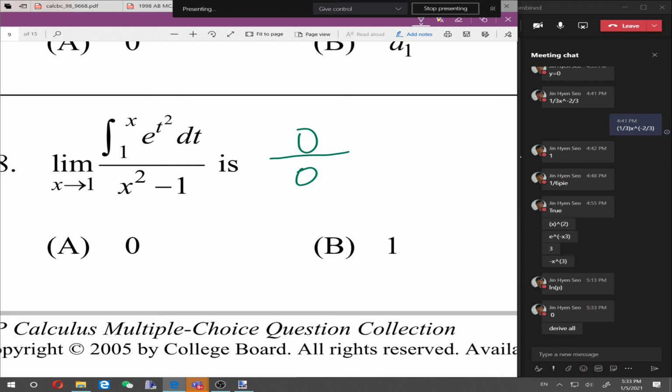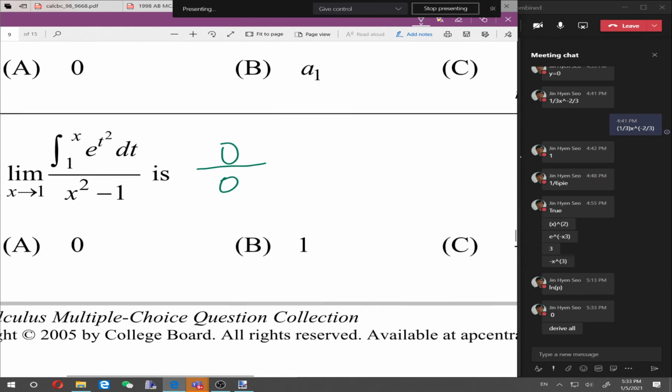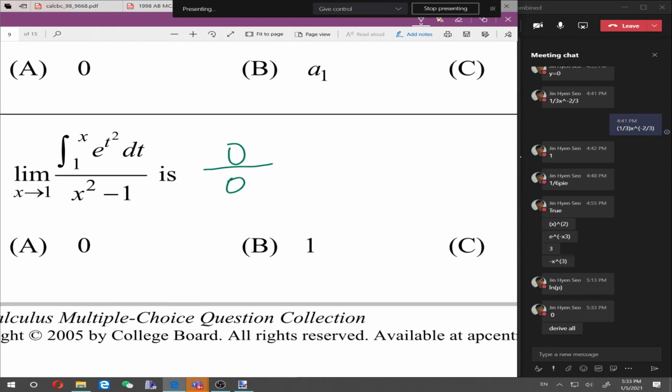Derive all. Okay, derive top and bottom separately, so that's L'Hopital's rule. So that's what we're going to do. We're going to derive the top and bottom. Deriving the integral from 1 to x of e to the t squared dt over the derivative of x squared minus 1.